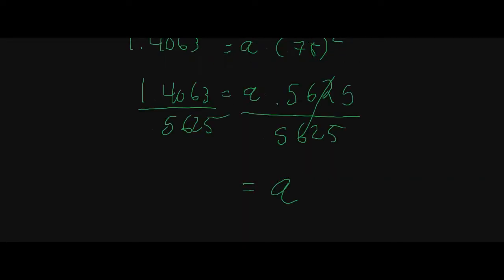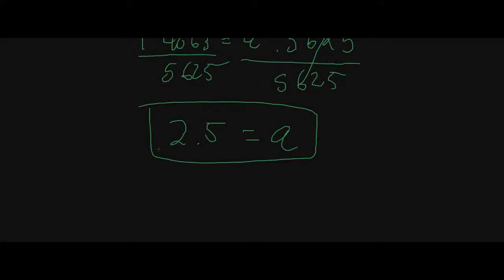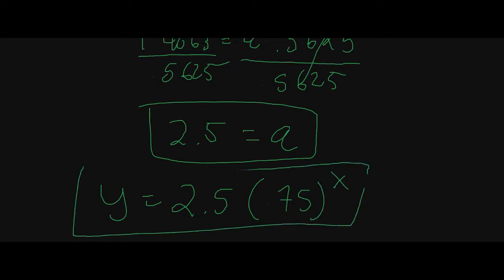And we're going to get a is equal to 1.4063 divided by 0.5625, and we get 2.5000, and it goes on to some more numbers. So we're just going to write a is equal to 2.5. There we go. Now my equation is going to be y is equal to 2.5 times 0.75 raised to the x. And this is going to be my equation.